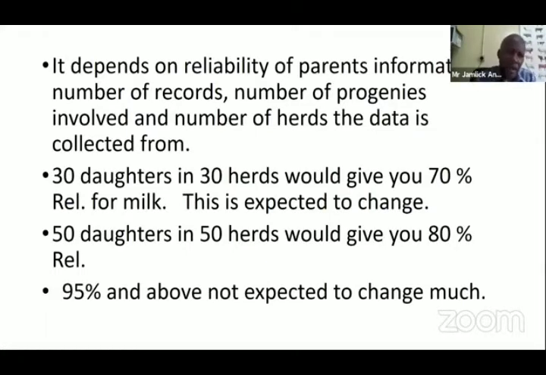Therefore, when you have daughters distributed in many herds, you can confidently say that information is 70% reliable, for example, for milk. 50 daughters spread in 50 herds will give you an 80% reliability. At 95% and above, you are not expecting any change. So any information in the catalog with a reliability of 95% and above, chances are that that information will not change; it will remain the same if you use that particular sire.